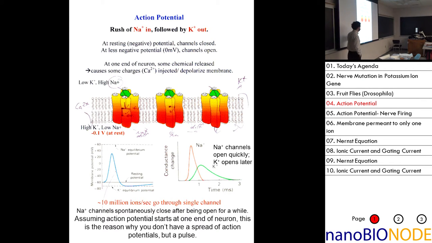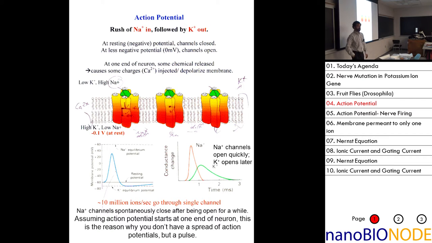So the question is still, why isn't it a pulse? Why isn't it just a spreading, rather than a distinct pulse going down? And the reason is after a while, this guy shuts off. We'll talk about why it shuts off, but for now, just believe that it does. So sodium comes in, diffuses out, activates this, but this guy then shuts off. And then this guy, some of it diffuses out, turns this guy on, and eventually this guy shuts off. So it looks like a pulse.